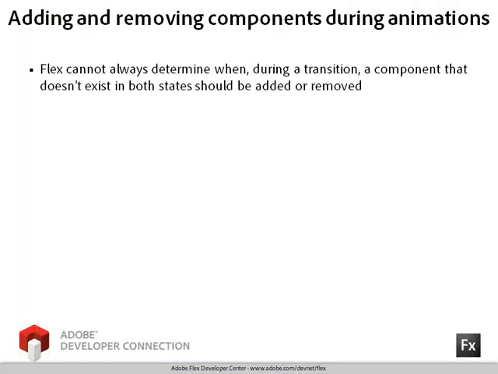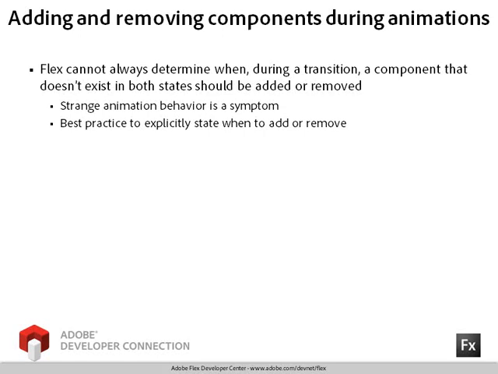You are seeing this problem because Flex cannot always determine when during a transition a component that doesn't exist in both states should be added or removed from the animation. In my example, the login container exists in the login state but not the portal state, and the search, cafeteria special, and monthly events containers exist in the portal state but not the login state. Strange animation behavior like you just saw is a common symptom of Flex needing more information to properly animate the components. The best practice for handling components that don't exist in both states is to explicitly state when to add or remove them during the animation.